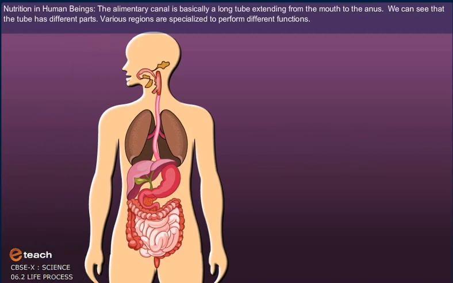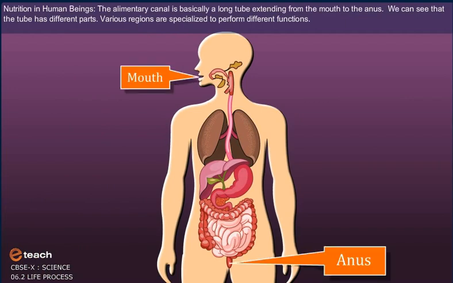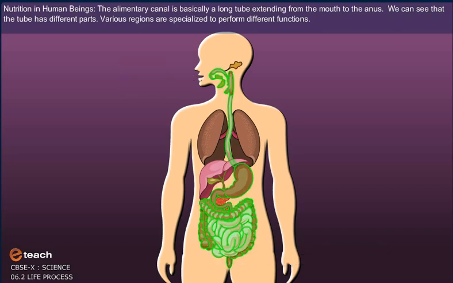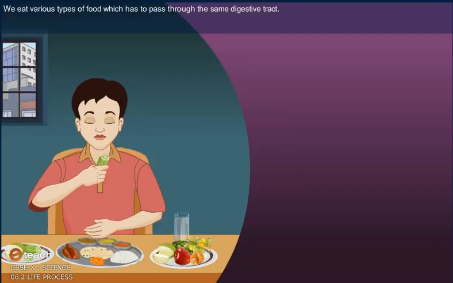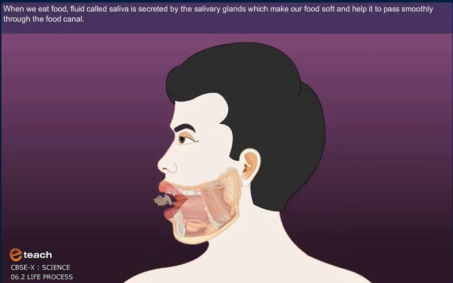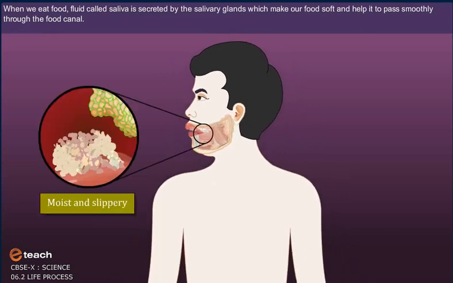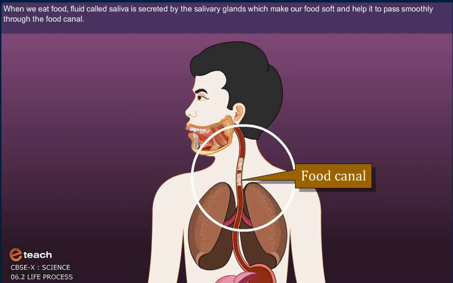Nutrition in human beings. The alimentary canal is basically a long tube extending from the mouth to the anus. We can see that the tube has different parts. Various regions are specialized to perform different functions. We eat various types of food which has to pass through the same digestive tract. When we eat food, fluid called saliva is secreted by the salivary glands which make our food soft and help to pass smoothly through food canal.